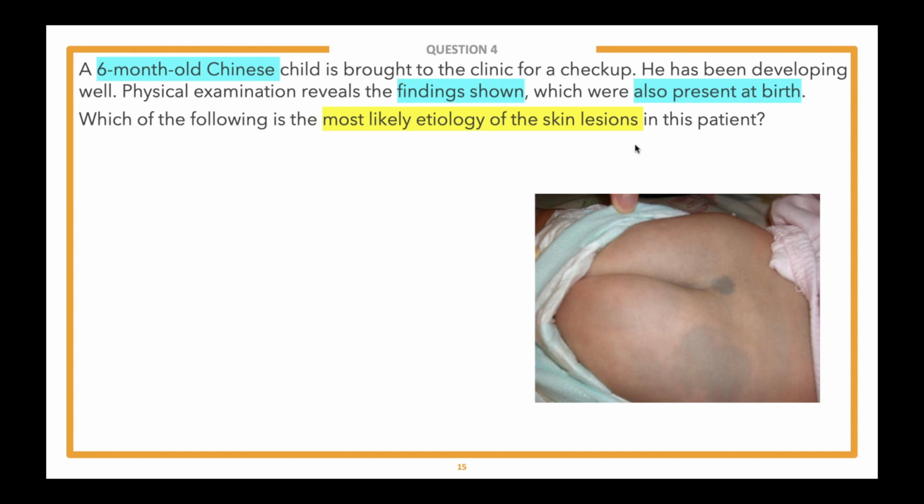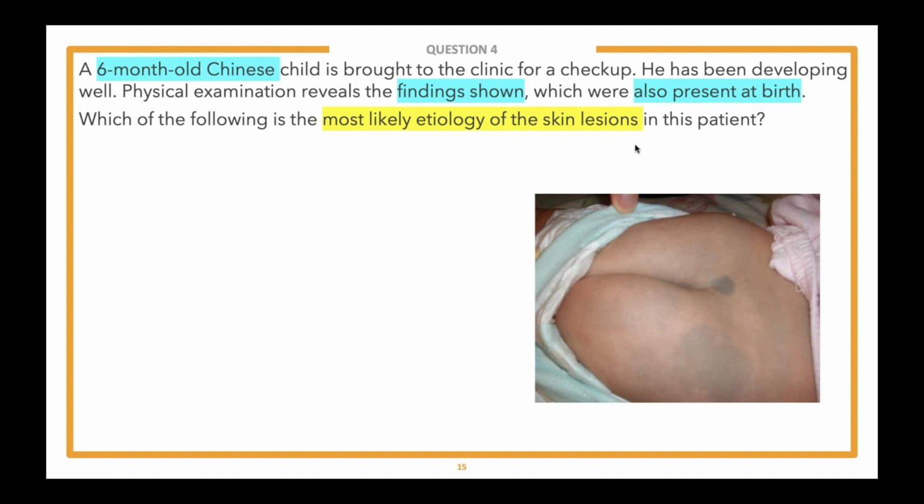Thank you, Sean. So, now we have a different question here. An even younger patient, a 6-month-old child. On top of that, they're actually giving us that this is a Chinese child. Whenever they give you something unique like that, it's always important to make note of it. Then they get right to the point, showing us this image with the findings, and asking in the lead-in for the most likely etiology of the skin lesion.